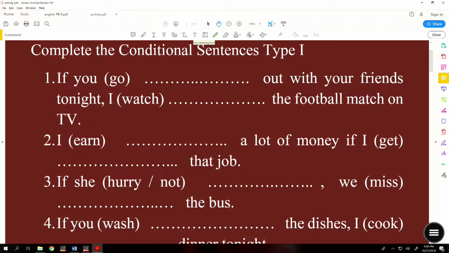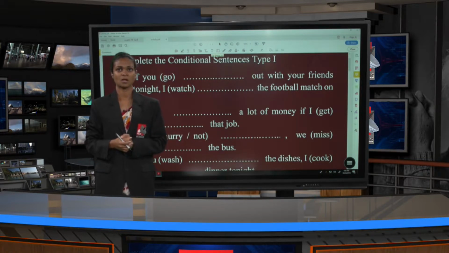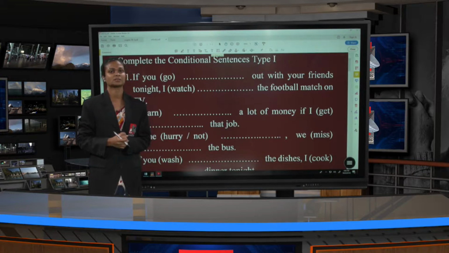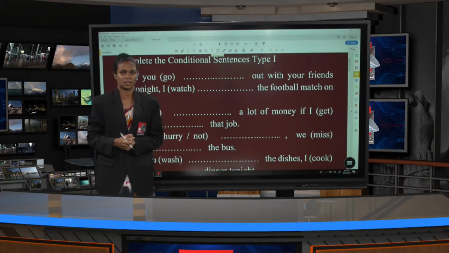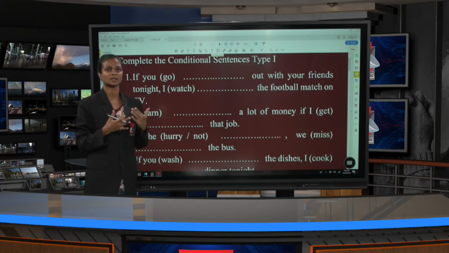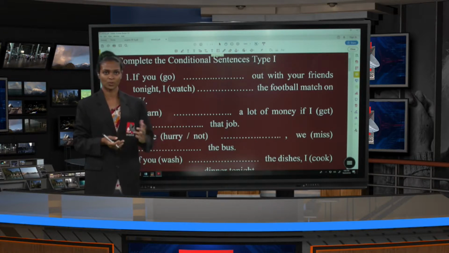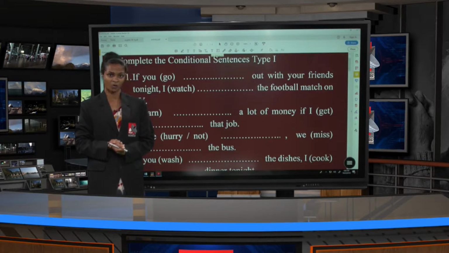Right. For the first one, if you, the verb is given as go out with your friends tonight. I, the verb again is given as watch the football match on TV. What is the sense? මොකක්ද අපිට මේකෙන් දෙන අර්ථය? ඔයා ඔයාගේ යාළුවොත් එක්ක එළියට ගියොත් අද රෑ මම ෆුට්බෝල් මැච් එක TV එකේ බලනවා. So how can we construct this under conditional sentence type 1?